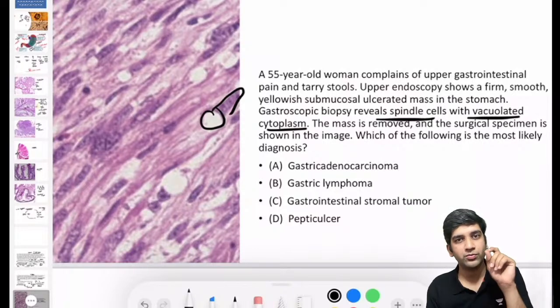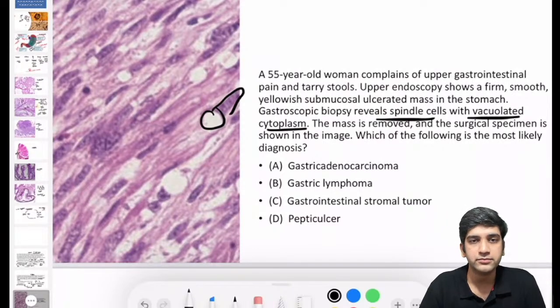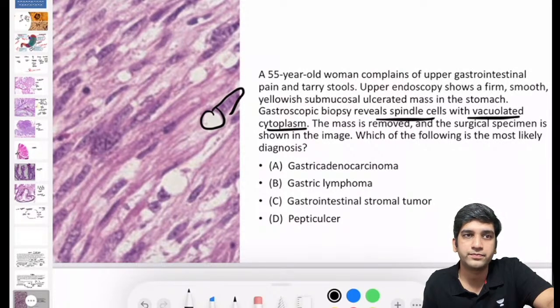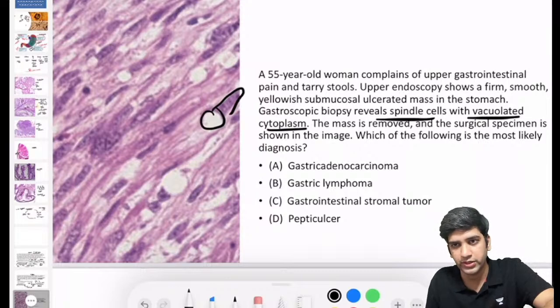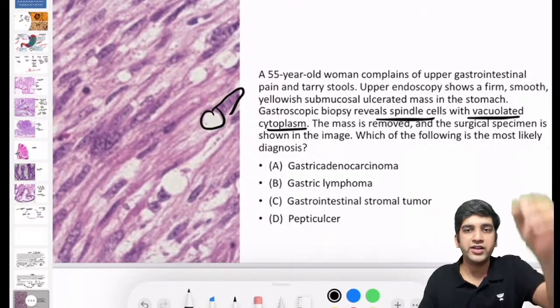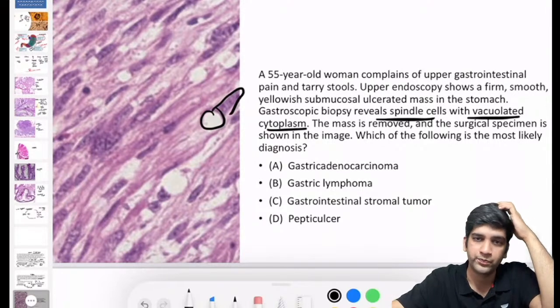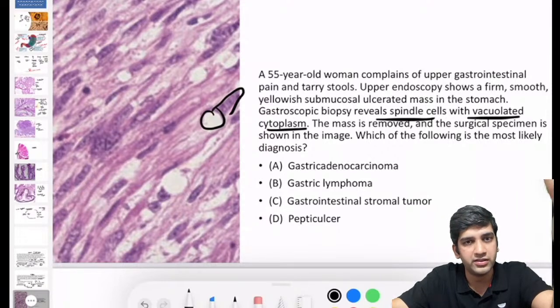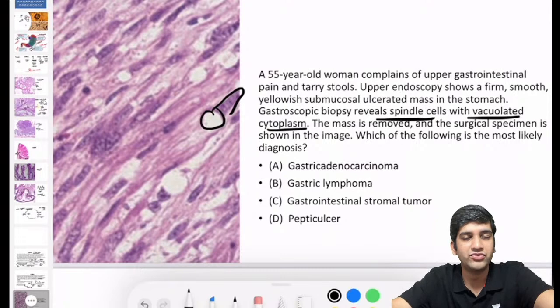GIST is a tumor arising from the mucosa or submucosa? GIST arises from stroma, right? It's a submucosal growth, right? The stromal growth is in the submucosa, right? If it is a submucosal growth, how can you explain this particular history? It's in the stroma, which definitely is submucosal. How can you explain that the patient had a tarry stool? If it's a mucosal growth, an ulcer can be explained. How can you explain the tarry stool in the case of this particular person?